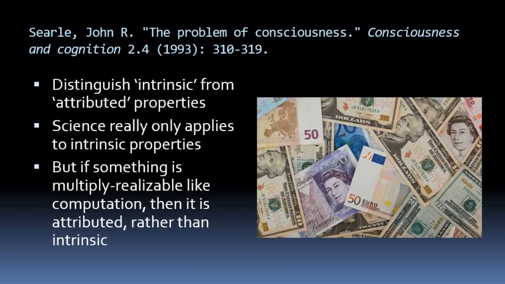So Searle thinks that science really only applies to intrinsic properties. You can really only study the properties that things have in and of themselves. But if something is multiply realizable, like computation, he argues, then it's attributed rather than intrinsic. So we are the ones who say that a computer is doing computation, we are the ones who interpret it as doing computation. As an intrinsic fact, it's just shuffling energy around. This is Searle's claim.